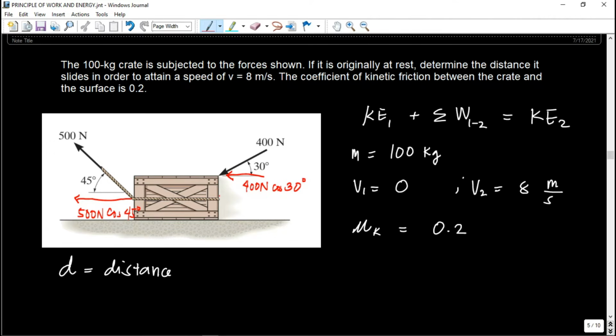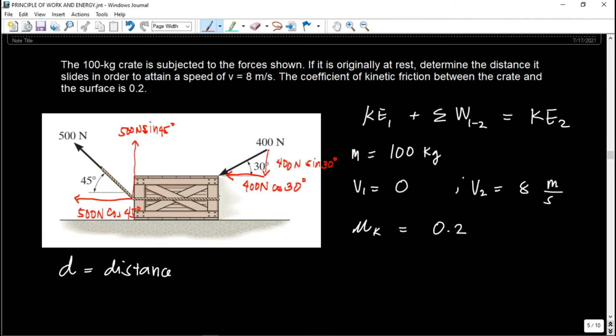Meron din siyang y component, ilagay natin lahat ng forces. But basically, yung mga forces that do work on the system are only on the horizontal. So ito yung y component ni 400 newtons, which is 400 newtons. So this is now the opposite, so this is sine, 400 newtons sine 30 degrees. And here, meron din ditong y component si 500 newtons. So this is now the opposite side, 500 newtons sine 45 degrees.